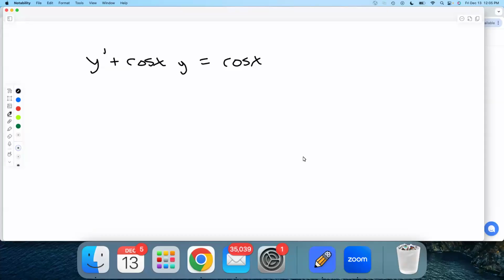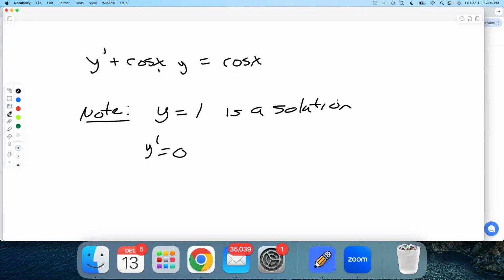Okay, let's take a look at this interesting linear DE. First off, before we get into it, I want to note a couple of things. I think it should be pretty obvious that the constant function y equals 1 is a solution. I mean, take a look at it. y equals 1, y prime then would be 0. 0 plus cosine times 1 equals cosine.